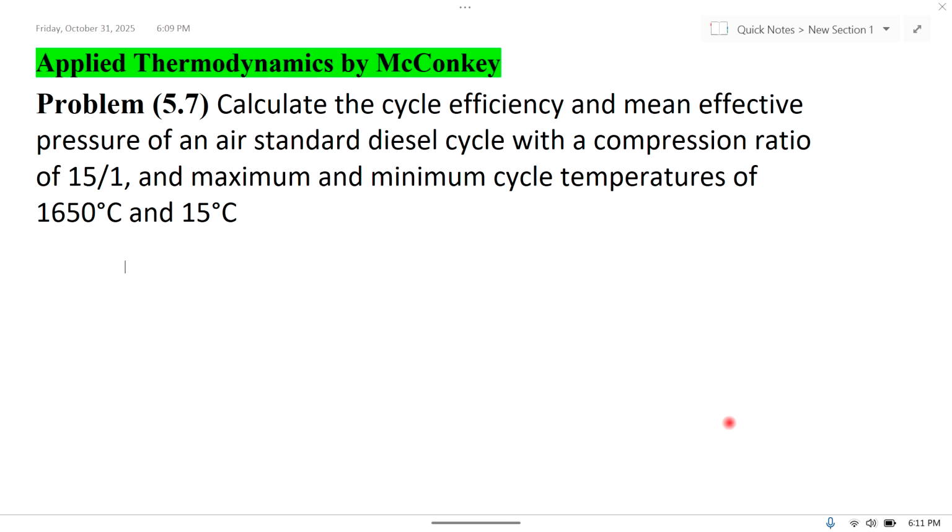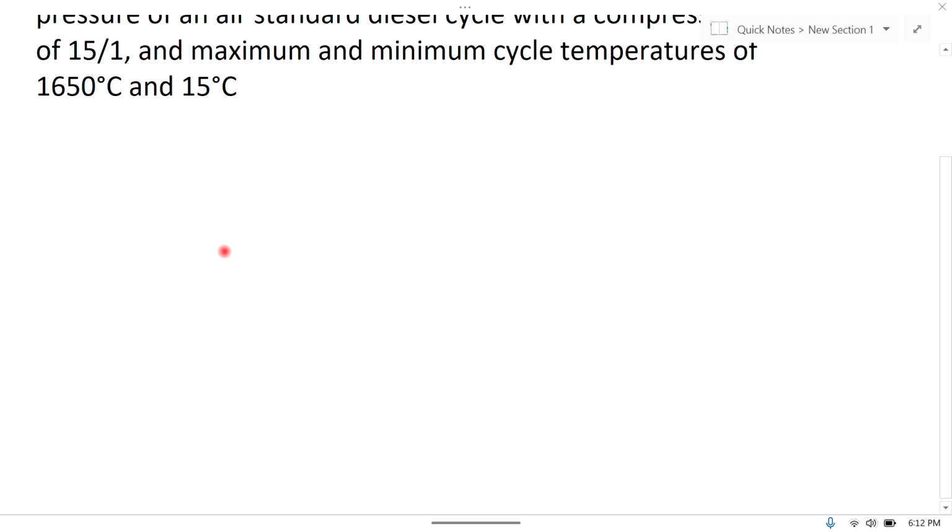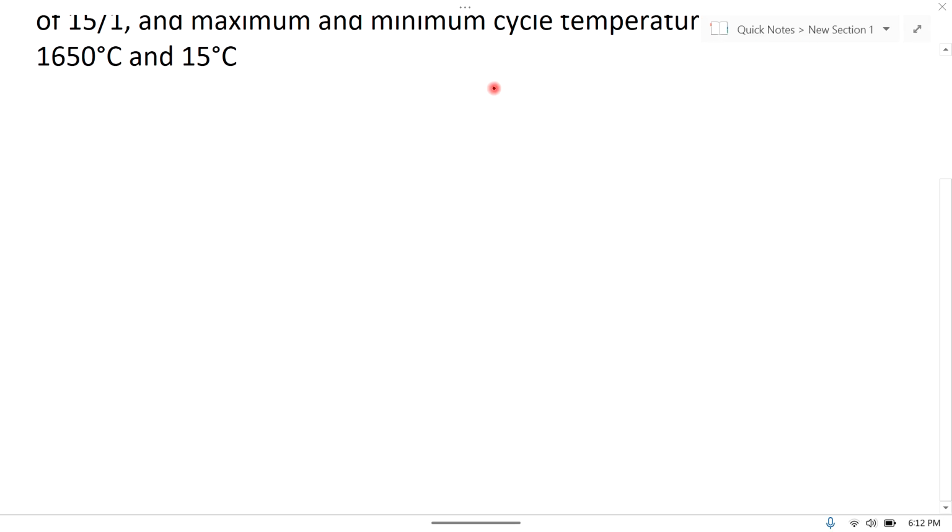Bismillahirrahmanirrahim. In this lecture, I am solving problem 5.7 from the book Applied Thermodynamics by McConkey. The statement of the problem is: calculate the cycle efficiency and mean effective pressure of an air standard diesel cycle with a compression ratio of 15/1 and maximum and minimum cycle temperature of 1650 and 15 degrees centigrade. So first I'll draw the PV diagram for the diesel cycle.